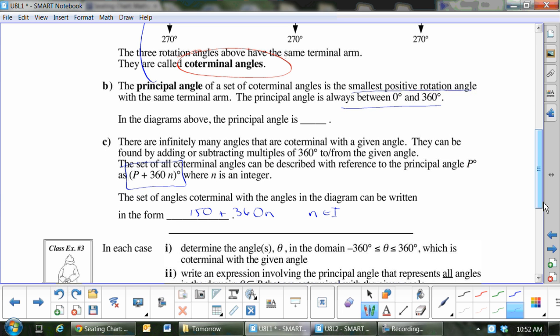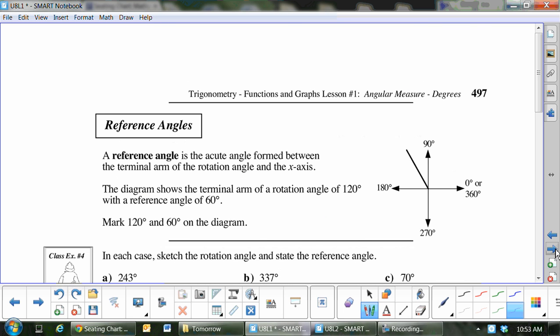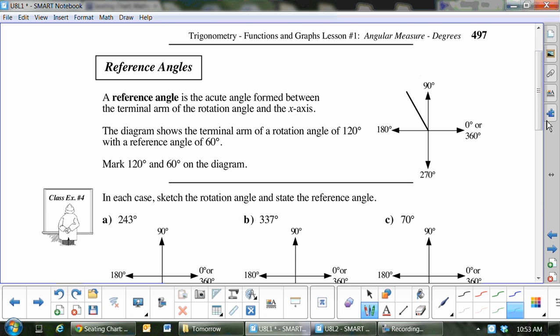Now, let's go to reference angles. Again, this is all review, and as you're doing the work, using your solution manual, it'll make sure that you are doing this stuff, right? Now, remember reference angles. We do everything with reference angles.